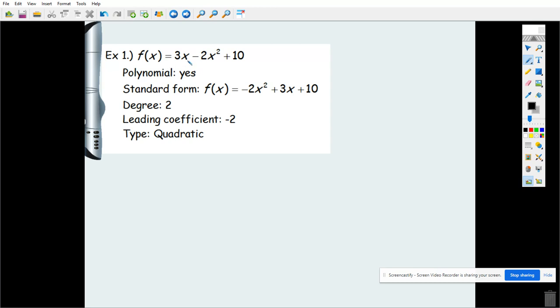for this example, is this a polynomial? Yes, because this is a degree 2, this is degree 1, this is degree 0, so yes. Putting it in standard form, I put the highest exponent first and then go in decreasing order. So again, look, I move all of these around. I'm not doing any math. I'm just changing the location of where each term is. The degree is the highest exponent, which would be 2. The leading coefficient would be negative 2, and this is a quadratic because it's raised to the second power.